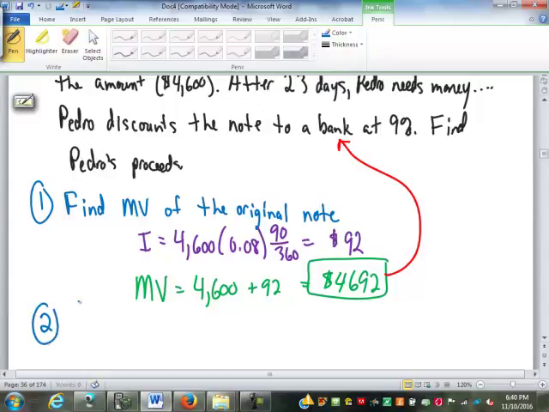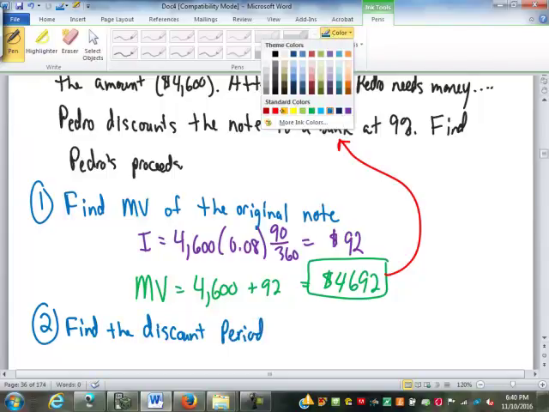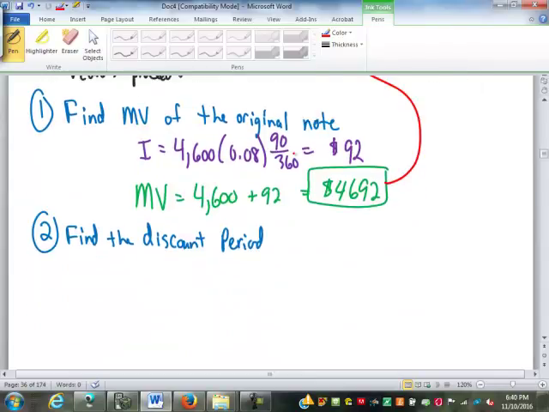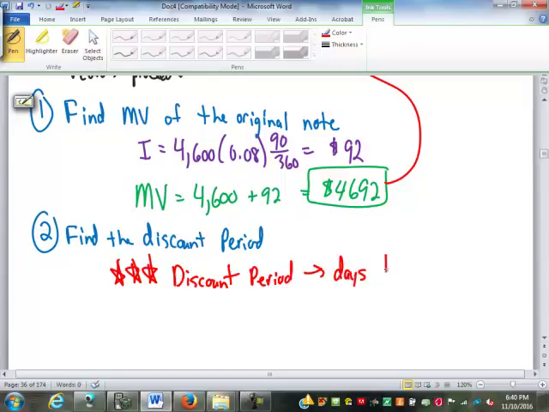Step 2. Find the discount period. There's a reason for the stars. The discount period, because this is one of the most common mistakes that gets made on the quiz and the next test. Discount period is the days left in the term.